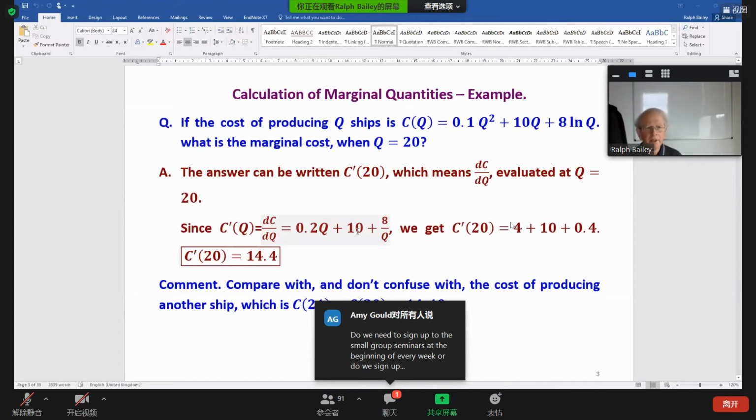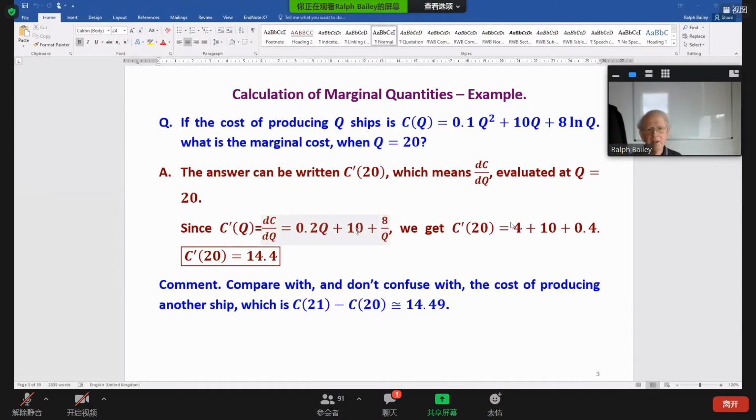So what do we mean by the marginal cost? Well, it means dc by dq evaluated at q equals 20. And an abbreviation for dc by dq is c prime of q. And there, c prime names an entirely new function. And we can work out that function. It's 0.2q plus 10 plus 8 over q. So there you are. It's a function. It's not just a value. And that means we can plug in a particular value to it, like 20, and get a numerical answer, which is 14.4.